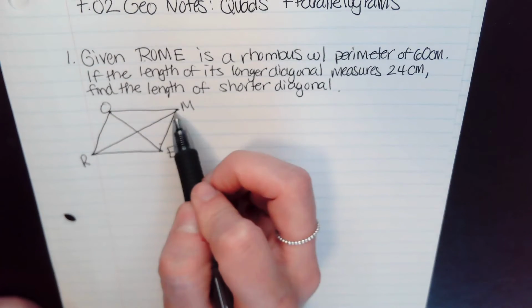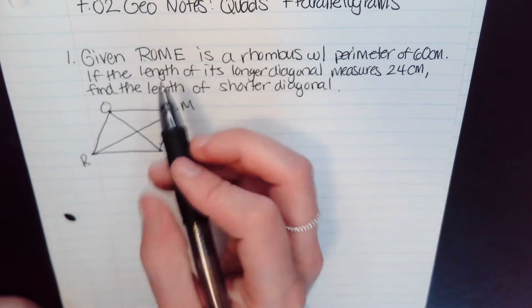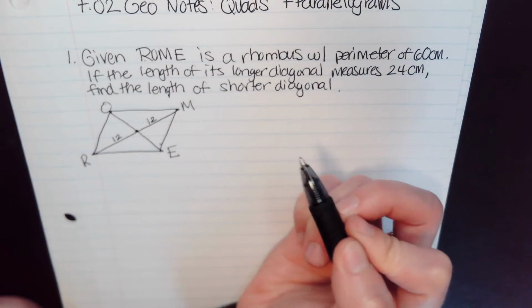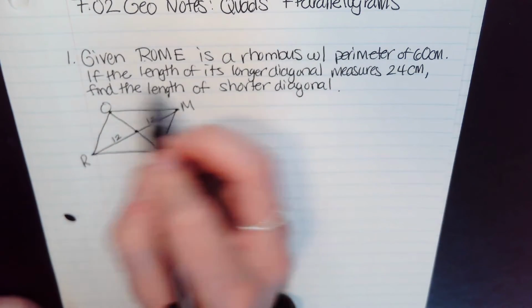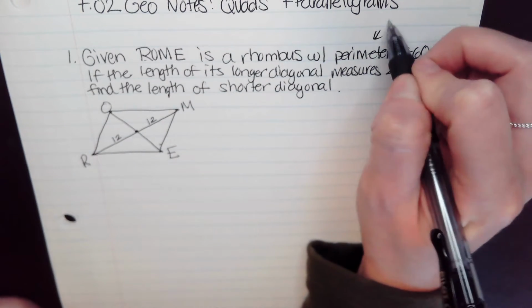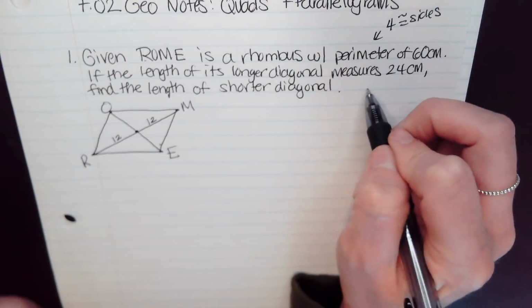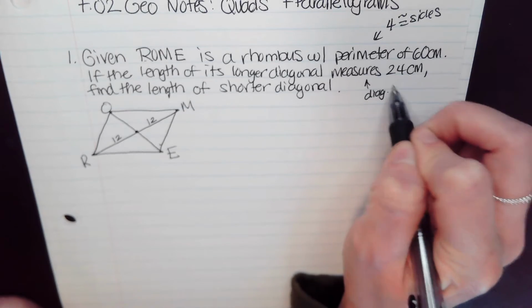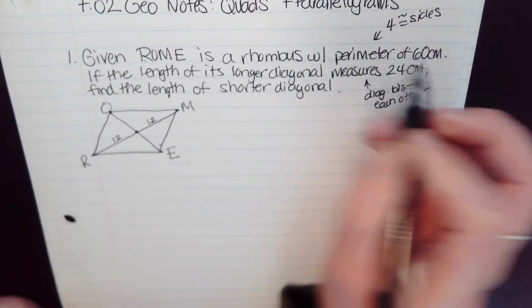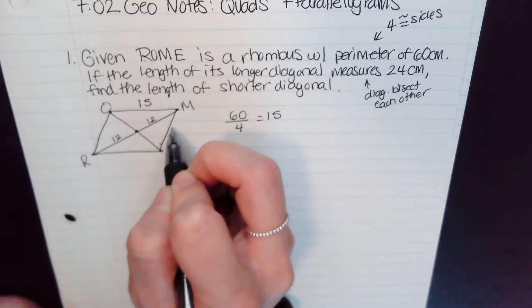So if the longer diagonal is 24 centimeters, here's where I need to know my properties. In a rhombus, the diagonals bisect each other. So if the longest one is 24 and it's bisected by the shorter one, each side's going to be 12. I know the perimeter of this whole thing is 60 centimeters. And now I also need to know that a rhombus has 4 congruent sides, just like a square. And here the diagonals bisect each other. So I can take 60 divided by 4. That gives me 15 for the length of each side.